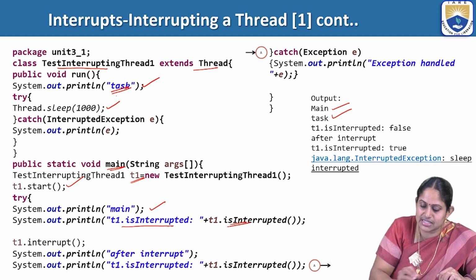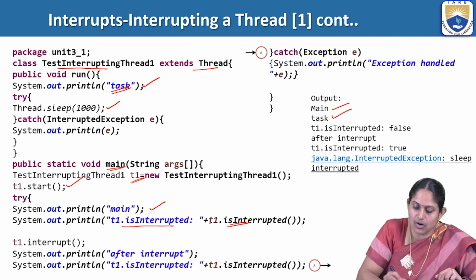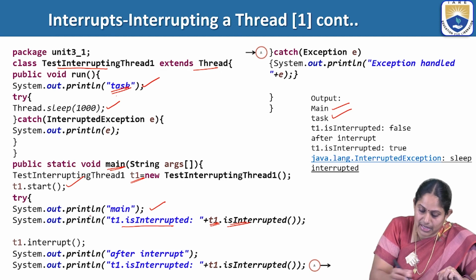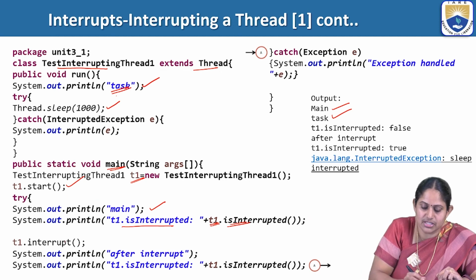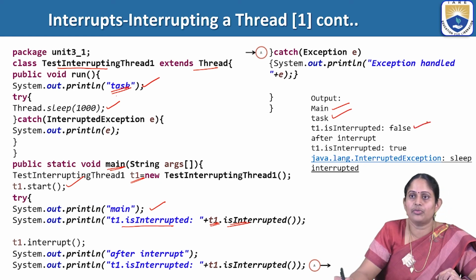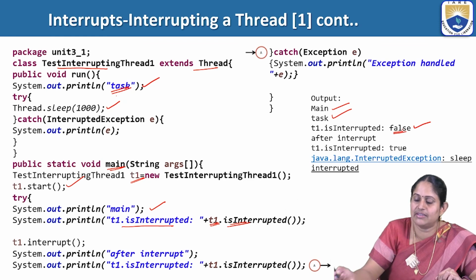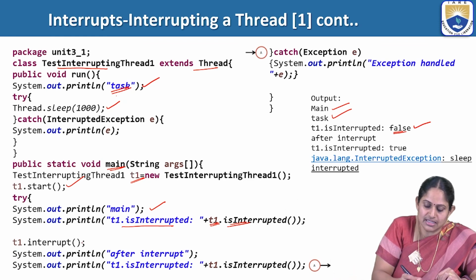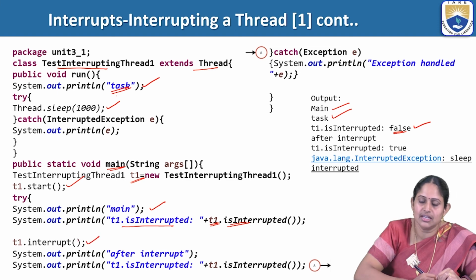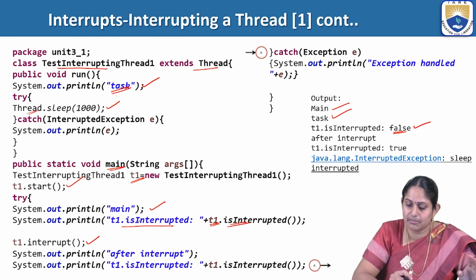Here it is checking whether T1 is interrupted or not. So we are calling the isInterrupted method over T1. Since till now we haven't called the interrupt method on T1, the output will be false. So we are getting T1 is interrupted as false. Next we are calling the interrupt on it. By this time this thread must have gone to sleep.